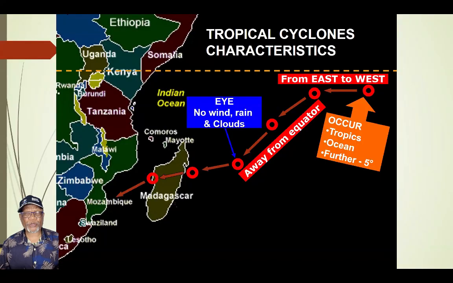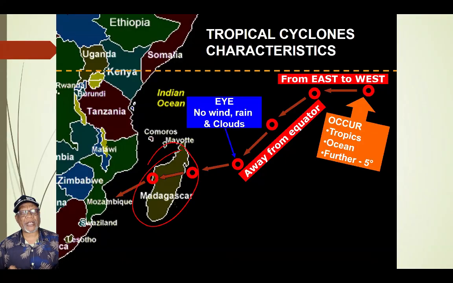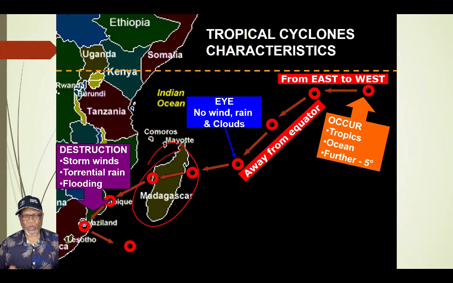So this is the movement of tropical cyclone. It moves from west to east. And then when a tropical cyclone moves over the land, it dissipates over the land. Why do tropical cyclones dissipate over the land? Because there is friction over the land.